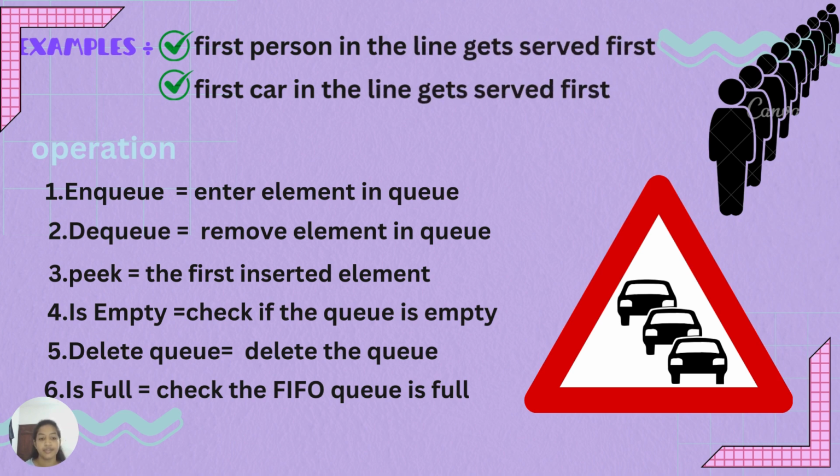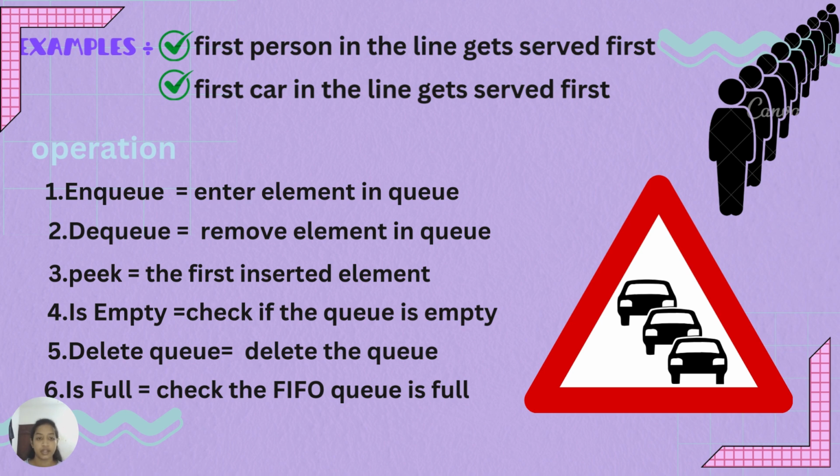In real life, we can meet queues in some situations. First example, the first person in the line gets served first. Second example, the first car in the line gets served first.